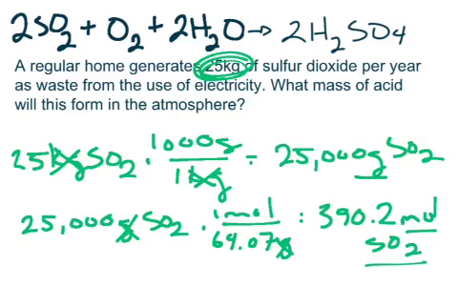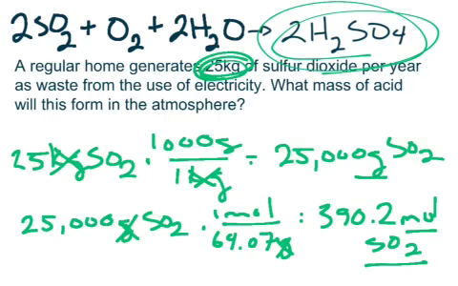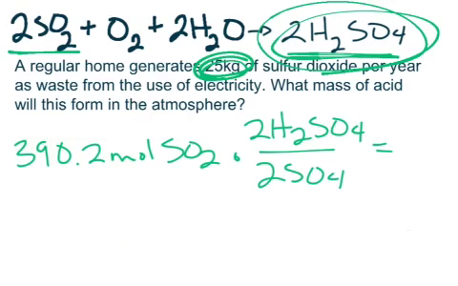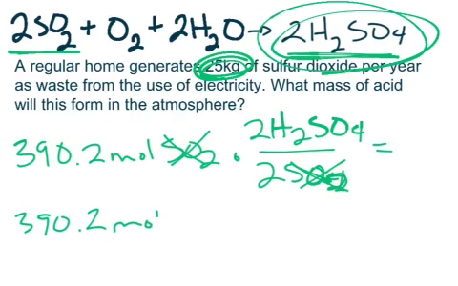We still have sulfur dioxide, and the question is asking us for how much acid we can make. So the ratio of acid to sulfur dioxide is 2 to 2, which basically is just 1 to 1. So there's not really any extra math here. This is just converting, or that was supposed to be SO2, excuse me. Okay, we're just getting rid of SO2 and we're converting to acid, but the number stays the same since it's a 1 to 1 ratio. So now we have moles of acid.